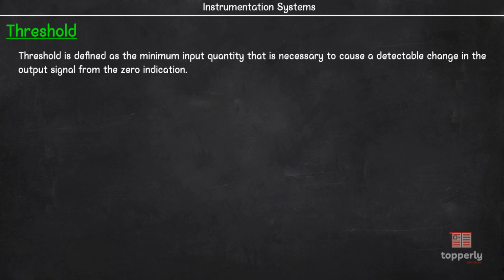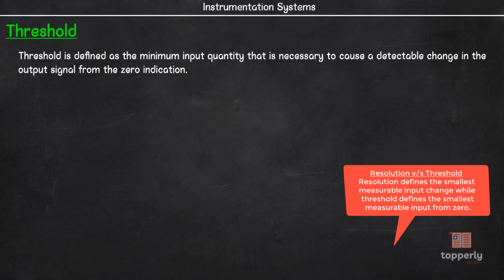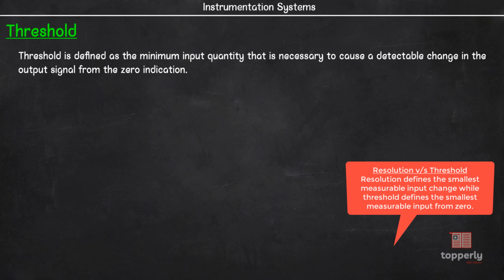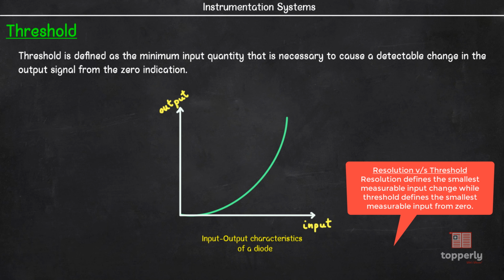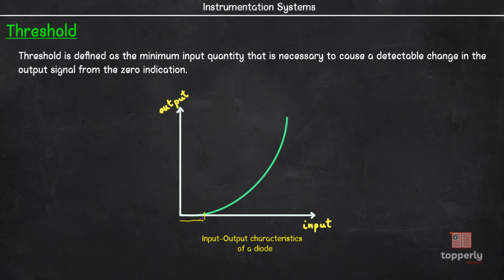The next parameter we need to learn is threshold. Threshold is defined as the minimum input quantity that is necessary to cause a detectable change in the output signal from the zero indication. For example, if we see the input-output characteristics of a diode, we can see that the output is 0 until the input reaches a certain non-zero value.